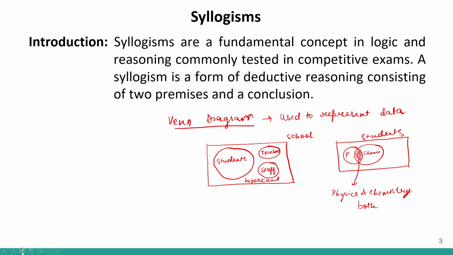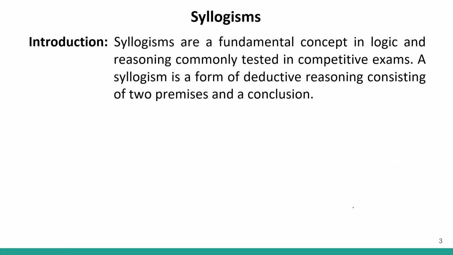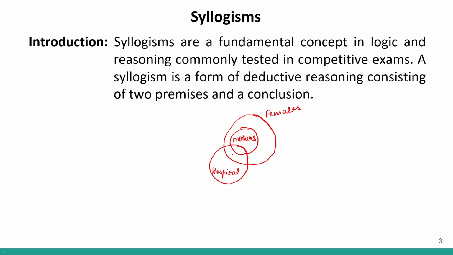Let us understand this in a better way. Let's say we have this circle and it represents females, the entire gender. Out of these females, we will have a certain section that will be mothers. Now let us take a job. Let us say that this circle represents all the people who work in a hospital.